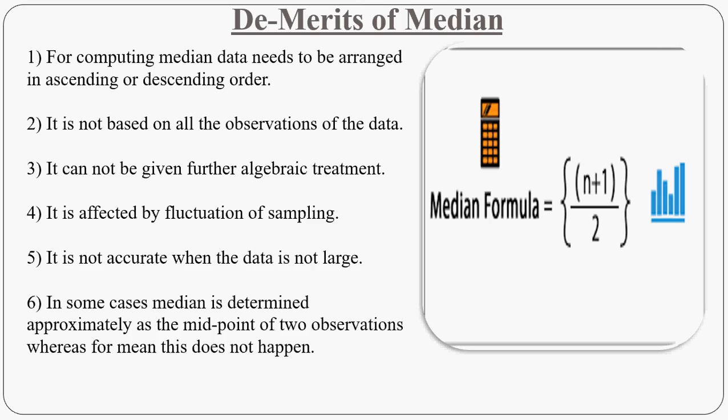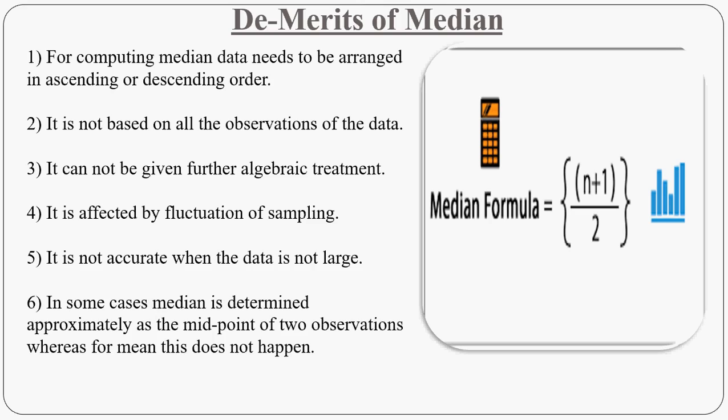And the third point, it cannot be given further algebraic treatment. When you calculate median, with that it is over. So further mathematical or algebraic treatment is not possible. And also it is affected by fluctuation of sampling. If the sampling keeps on changing, definitely it will affect, so results will not be clear. And also it is not accurate when the data is not large. With a large amount of data, we cannot use median. It's very difficult to calculate.